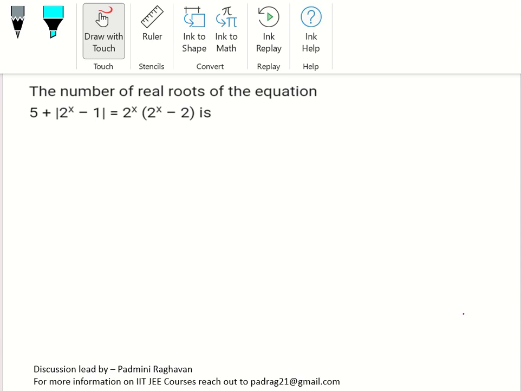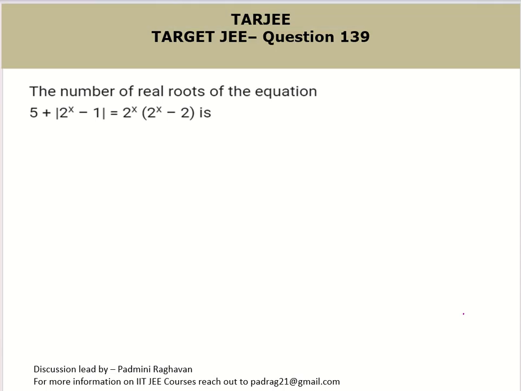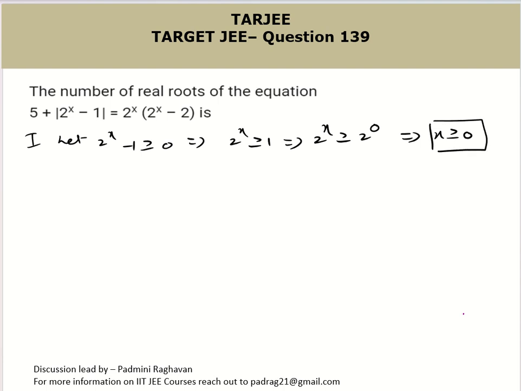Let us discuss two cases. Case 1: let 2^x - 1 be greater than or equal to 0, which implies 2^x is greater than or equal to 1. That means 2^x is greater than or equal to 2^0, so x is greater than or equal to 0. Whenever x is greater than or equal to 0, the term inside the modulus is positive.